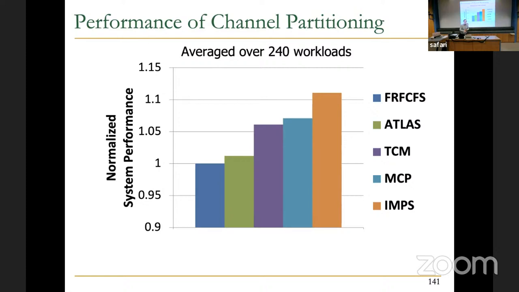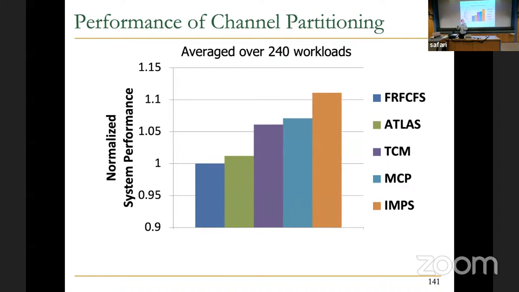So it just looks at the application. One application is allocated to one channel in this particular work, yes. But you can also extend it. So based on the characteristics, memory intensity and row buffer locality, you decide which channel is the preferred channel for that application. That's right, yeah. In this work, we don't consider that. But again, we don't hurt those applications also, because they can actually be allocated to multiple channels.